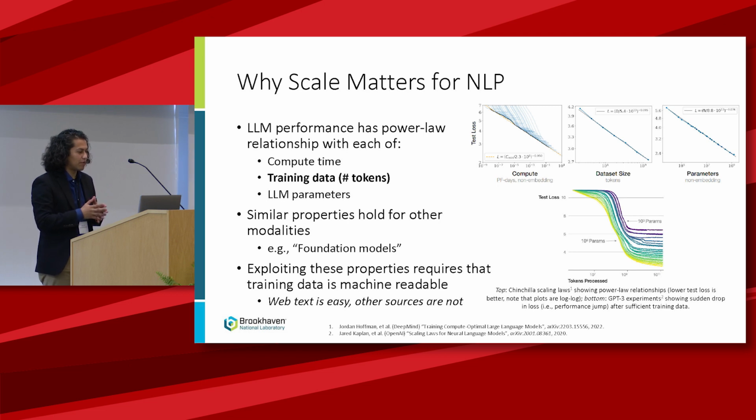Now, the properties that made these models work at scale come down to these three categories of scale: compute time, training data, and parameterization of your models. The training data, for the purpose of this talk, is going to be the important one because the model's ability to kind of pseudo-memorize its training corpus is what has enabled all of these very impressive generative capabilities. But again, that data was all scraped from the web. This is web data, and other sources are not as easy to access.